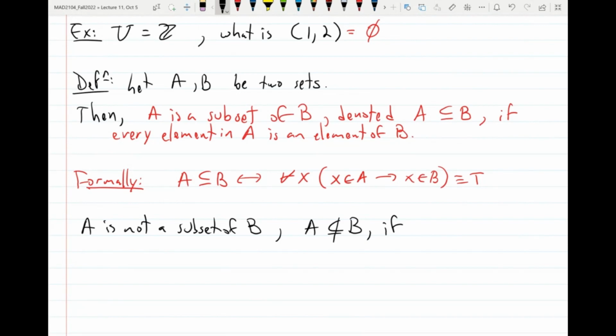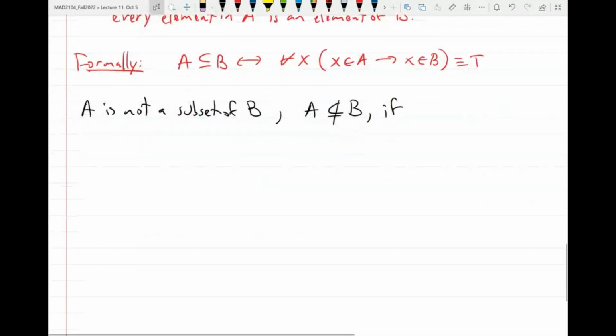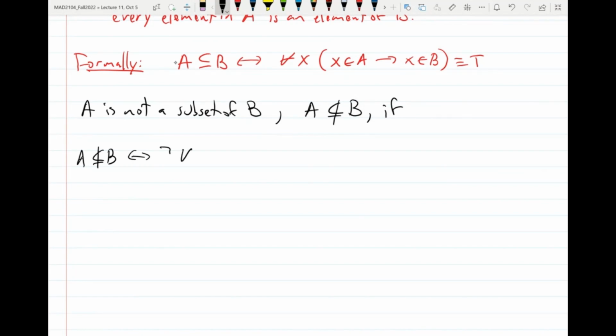Let's say that you don't remember what it means to not be a subset. Hopefully you remember what it means to be a subset. Not a subset should be the negation of this, right? So you negate this statement, and this way we reinforce what we have learned. A not a subset of B is equivalent to the negation of this. There was an exercise in the exam that you needed to negate something like this. Let's do it. So what's the negation of this?